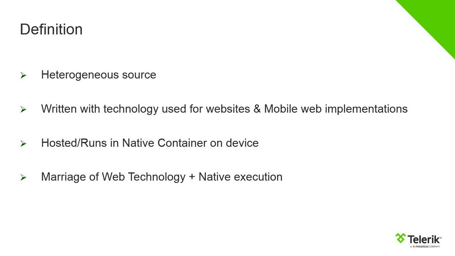Here we're talking about HTML, which is like a front end, JavaScript, which is like the logic, and CSS, which is like a UI/UX thing. So if you see there, the second bullet point says it's written with technologies used for websites and mobile web implementation, and it is hosted and runs in a native container on the device. Since it's HTML, you need a browser's rendering engine to understand the HTML and render that particular UI. That's why hybrid apps usually run in a container. I like to call this a marriage of web technology plus native execution. You develop using web technology, but it runs inside a native container. That's the definition perspective.